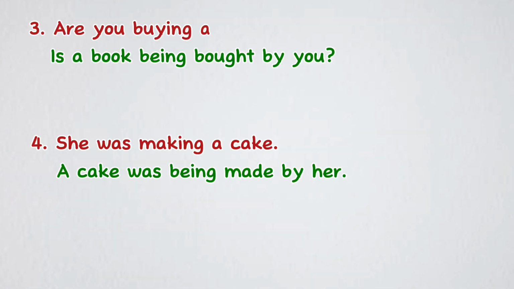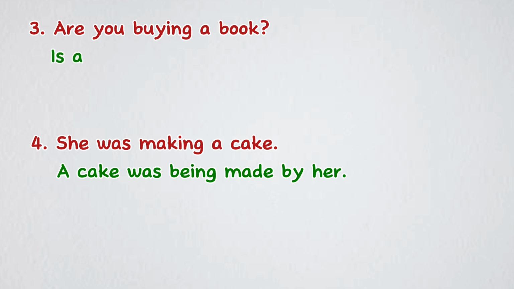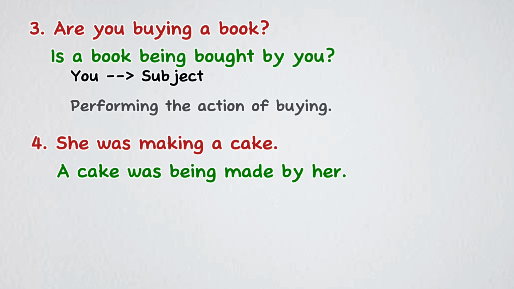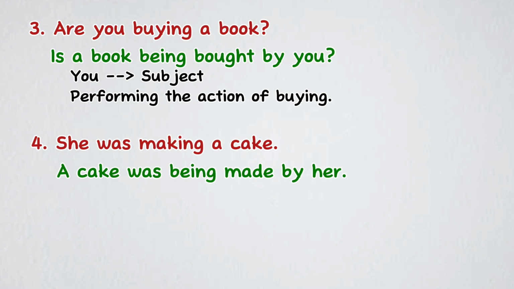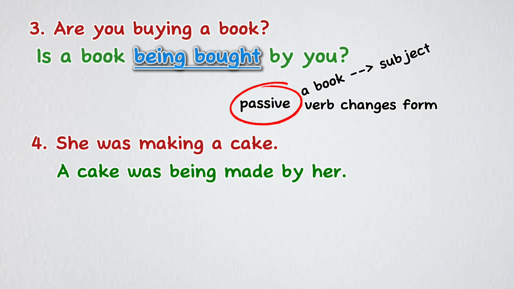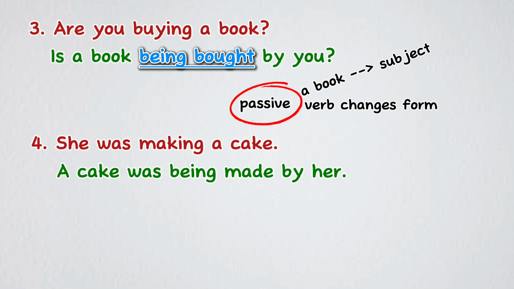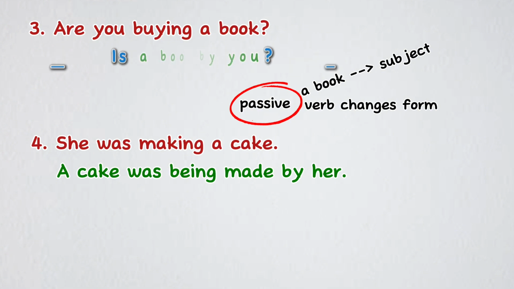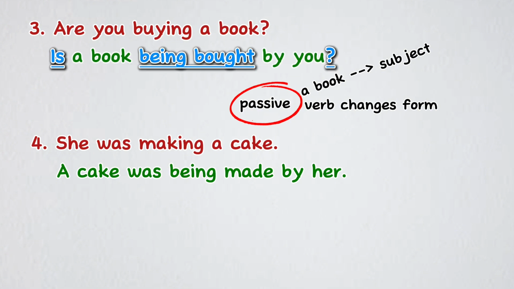Are you buying a book? The passive is is a book being bought by you? You is the subject performing the action of buying, and a book is the object being bought. In the passive voice, a book becomes the subject of the sentence, and the verb changes to a form that emphasizes the action being performed on the book. The question form is also maintained in the passive structure. Thus, are you buying a book becomes is a book being bought by you?